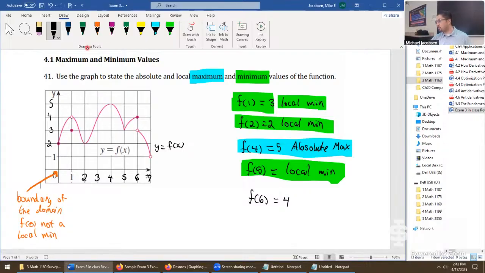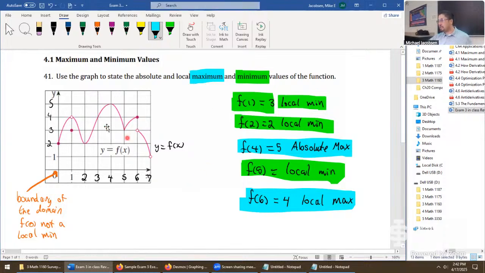So f at 6 equals 4 is a local max. So another maximum, only local on that one. And then finally, we move over to 7. Now, this one's really, really tricky. It's the lowest point. Well, not exactly, it's undefined. This one was defined, but it's not the lowest point on the graph. These values go a little bit lower, so we couldn't call that an absolute minimum.